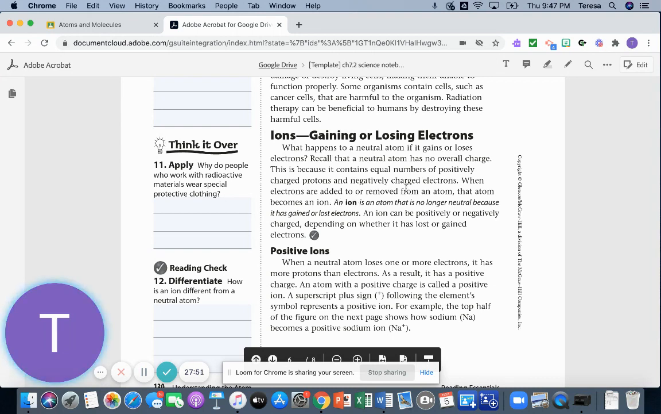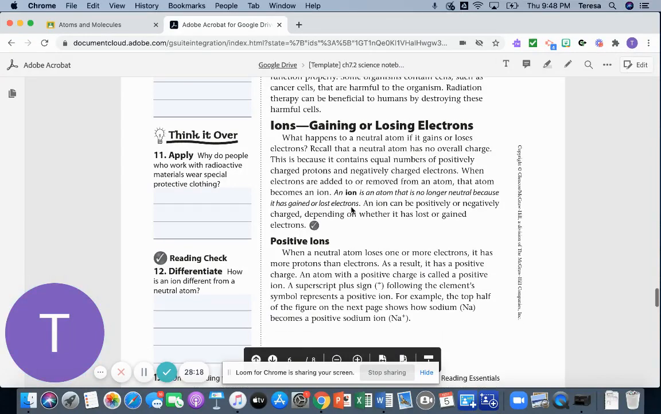An ion is an atom that's no longer neutral because it has gained or lost electrons. So that's how it's different from a neutral atom. In a neutral atom, there are equal numbers of protons and electrons, whereas in an ion, there are either more electrons than protons or fewer electrons than protons. Okay, so it's no longer neutral because it has either gained or lost electrons.